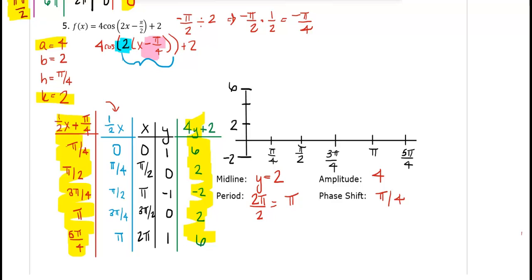So at pi over 4, we're up at 6. Pi over 2, we're at 2. 3 pi over 4, -2. Pi, we're up at 2. And 5 pi over 4 up at 6. So we got a graph somewhat like that.